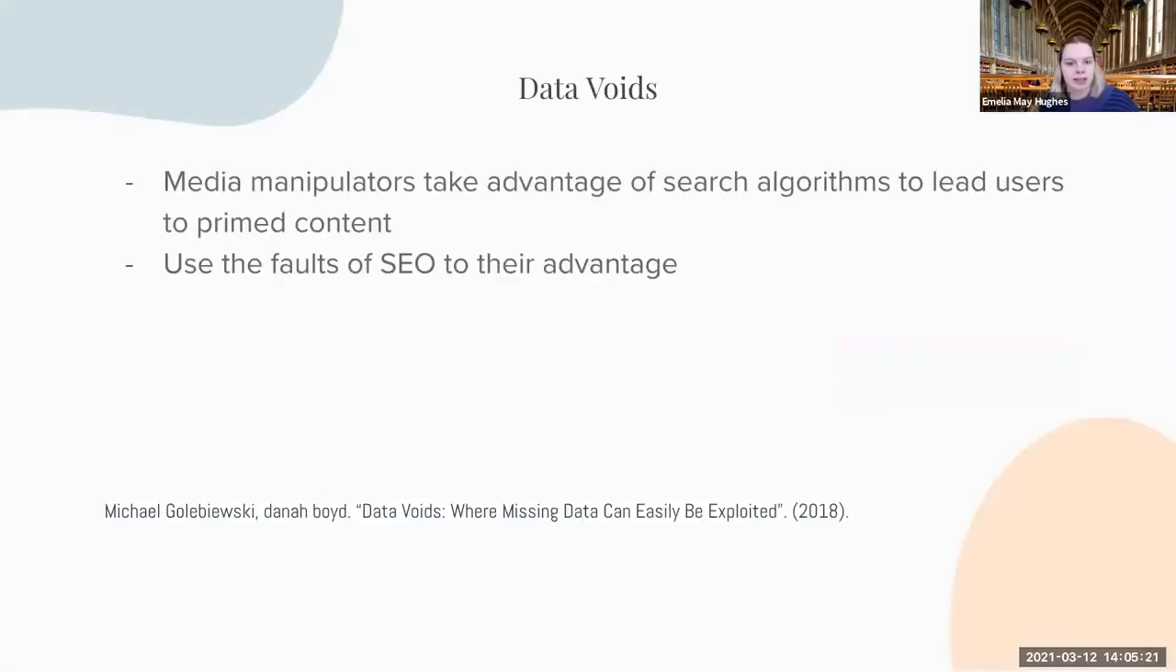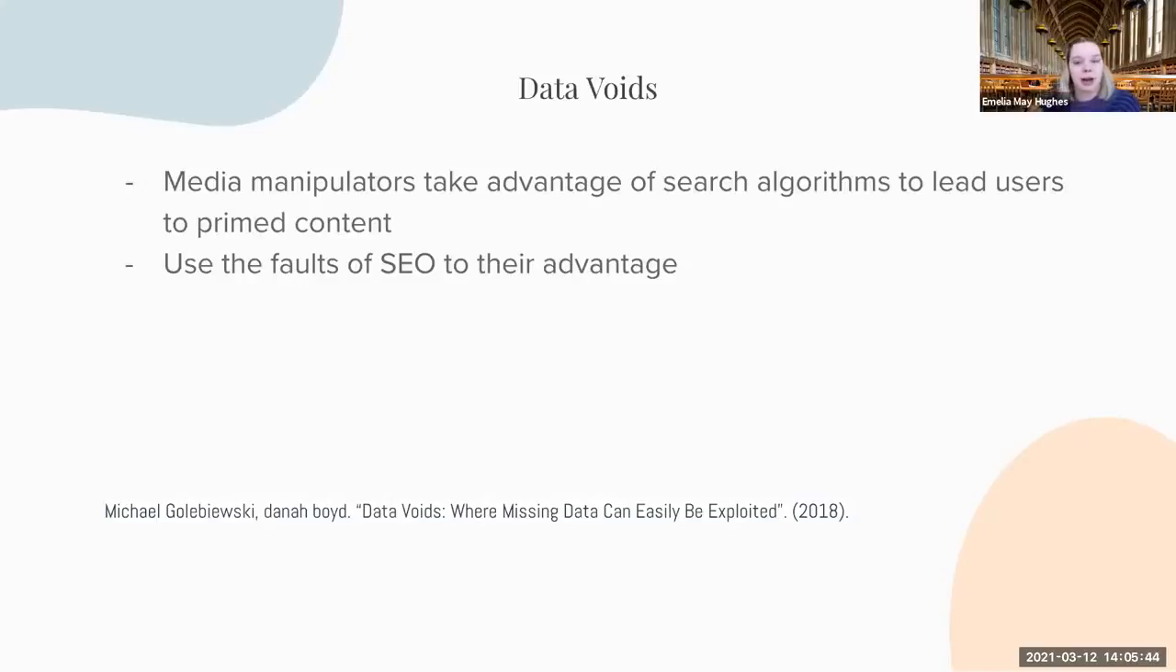To start addressing how and where we could use Wikipedia as a tool for credibility, we started by looking at areas being manipulated and targeted for misinformation. One of these areas is data voids, which is where media manipulators take advantage of search algorithms to lead users to primed content. Essentially, they're using the faults of SEO to their advantage.